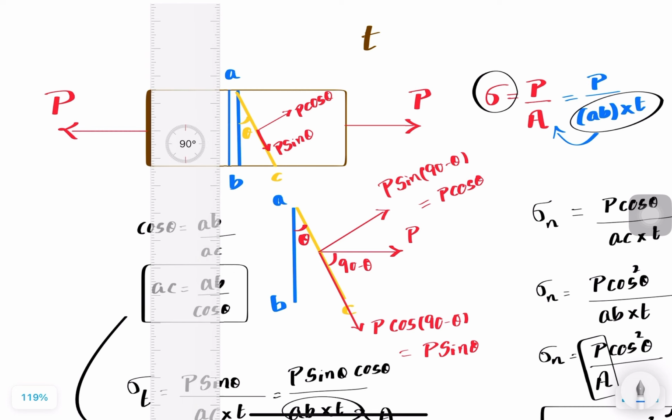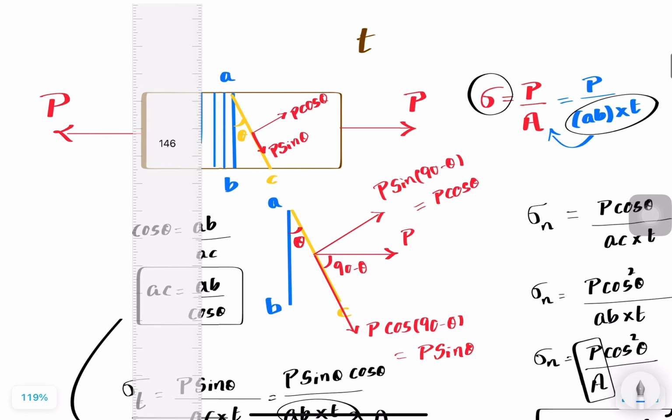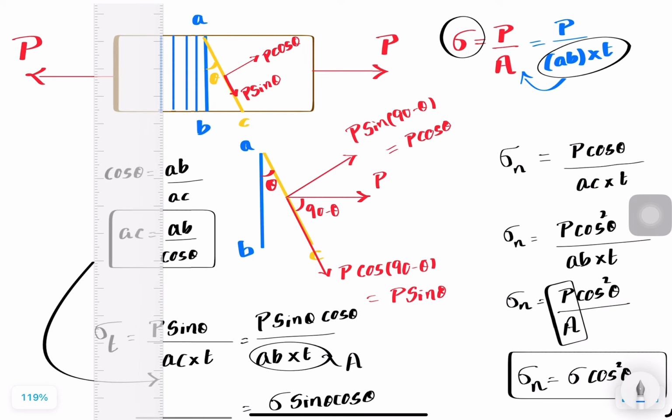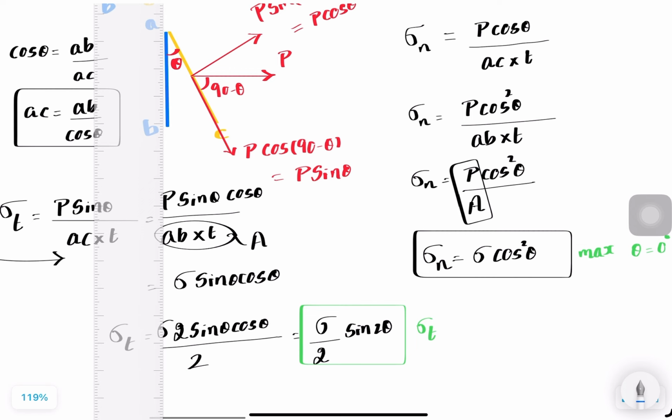All the planes that are parallel, not perpendicular. Did I use the word perpendicular? I'm sorry. All the planes that are parallel to the blue are going to experience the maximum normal stress. Okay. What about the maximum shear?